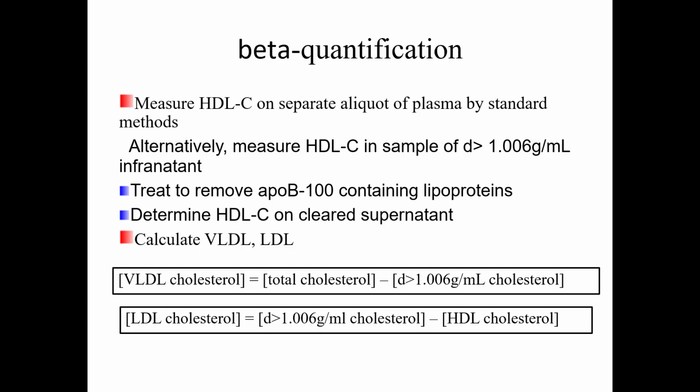So beta quantification is a measure of HDL-C on a separate aliquot of plasma by standard methods. Alternatively, measure HDL-C in a sample. You want to treat it to remove ApoB100 containing lipoproteins and determine HDL-C on the cleared supernatant. Then you calculate VLDL and LDL. These are the formulas for doing those calculations below.